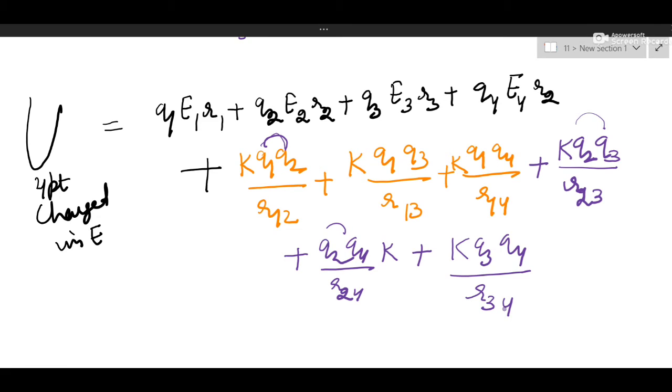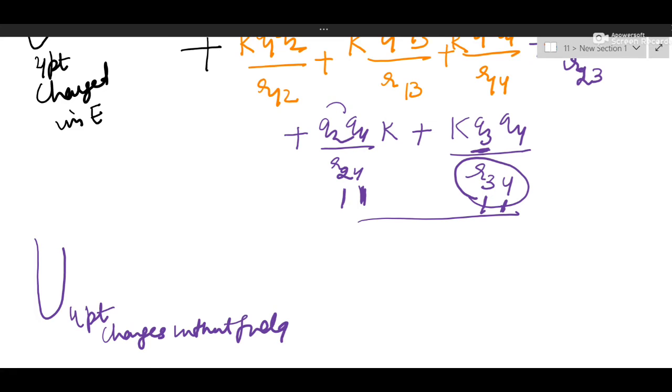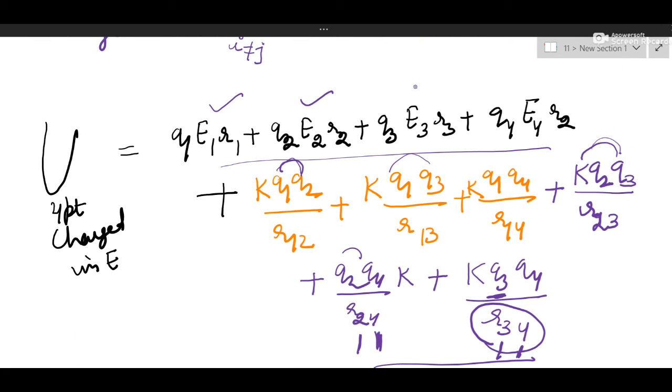You will say, what is R34? This is a separation between charge 3 and charge 4. Charge 2 and charge 4 separation. Okay. Now, where is third point's interaction with 1? Here. Interaction with 2, it is here. So how many terms are there? 1, 2, 3, 4, 5, 6. 6 of these and 4 of that. Total 10 terms. Now, electrostatic potential energy of 4-point charges without field. So you know now that you can put E1 0, E2 0, E3 0, only these terms will be 0, rest will be as it is.